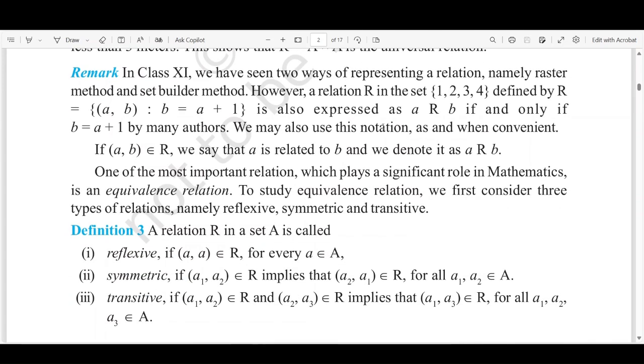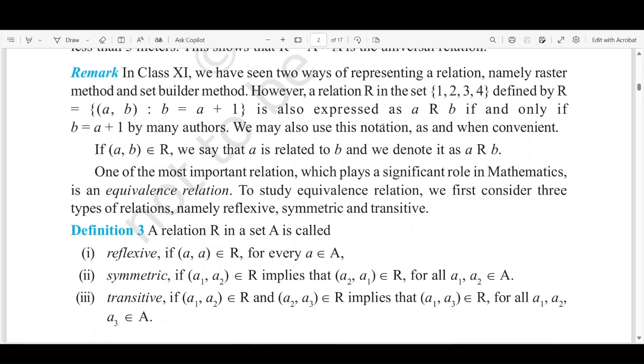A relation can be defined in two different forms. One is roster form and another one is set builder form. We can also express the relation such that the ordered pairs A comma B will be included in the set R only if A is related to B. And the next idea we are going to discuss is equivalence relation. It is a very important topic.